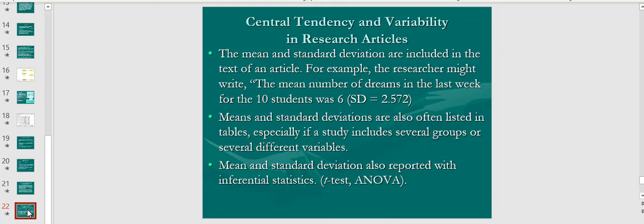The mean and the standard deviation are very commonly reported in a research article. However, the mode, median, and the variance are only occasionally reported. Sometimes the mean and the standard deviation are included in the text of the article and tell us about the central location of the data and the spread of the scores.